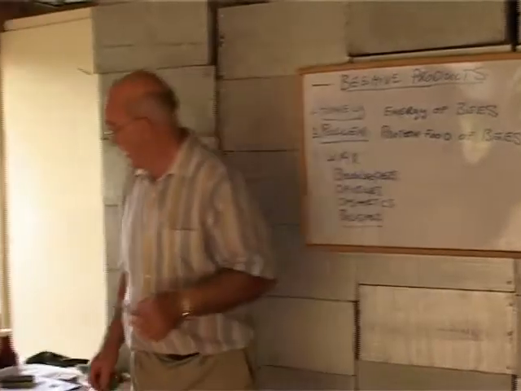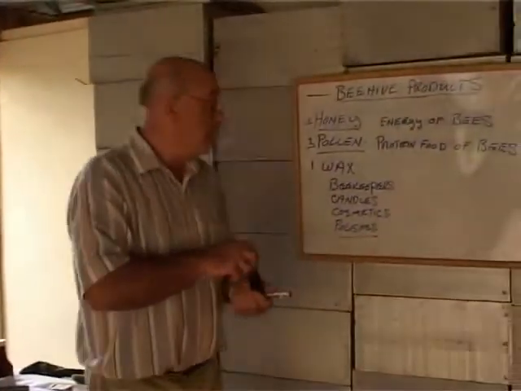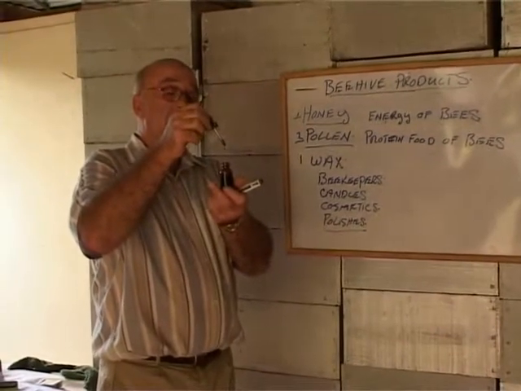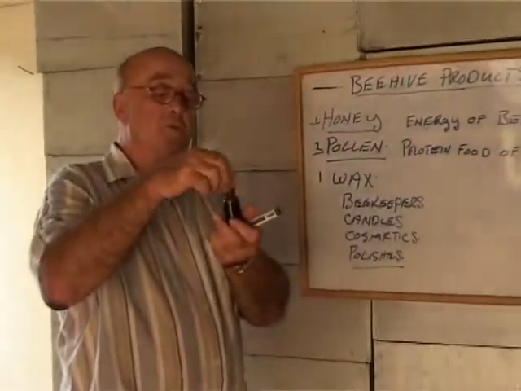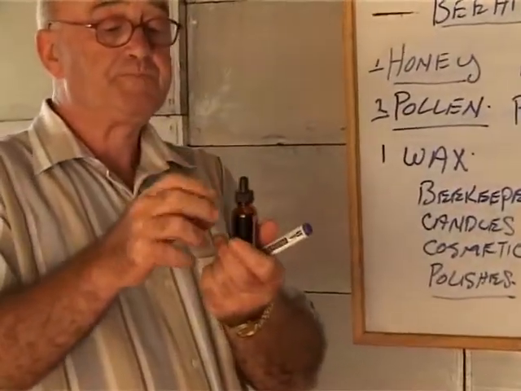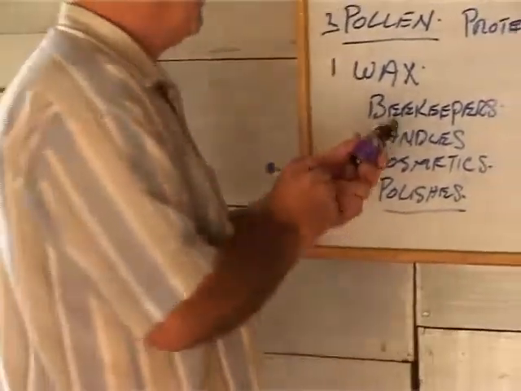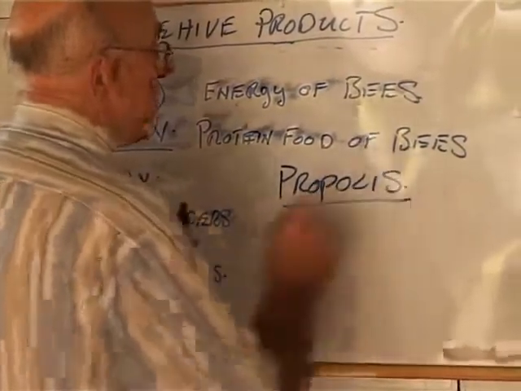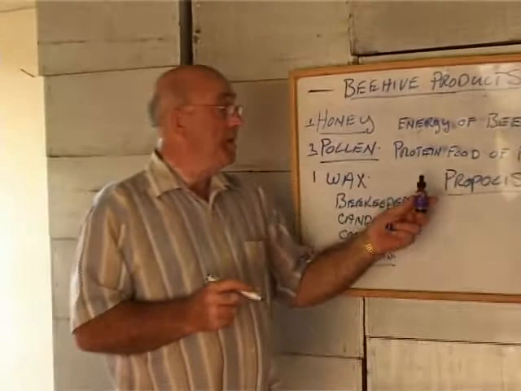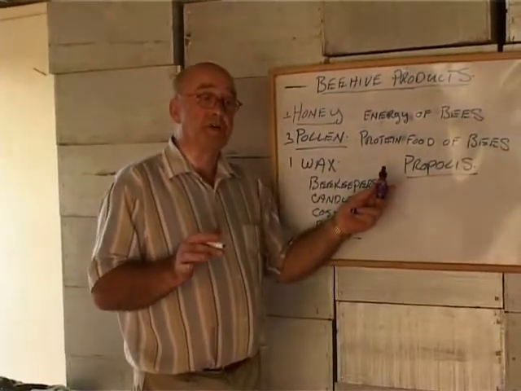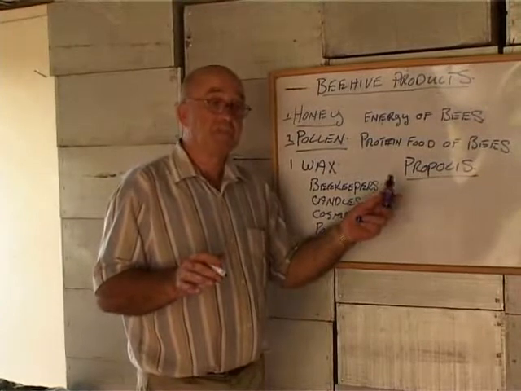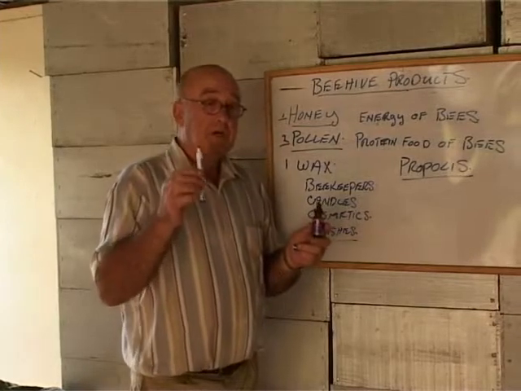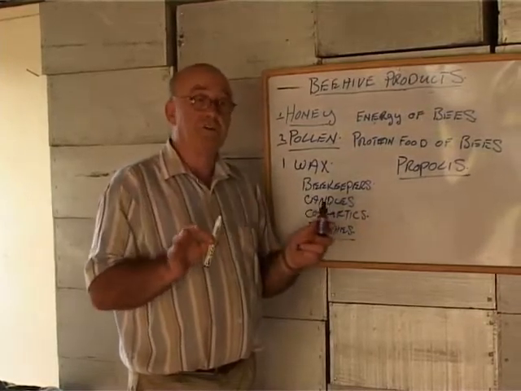There's a 4th product which is propolis. This is a tincture of propolis which has been broken down into a liquid form where it can be used by humans. Propolis is produced by the bees and used by the bees to protect themselves against infection in the hive. The bees gather the propolis resins from buds of trees. They bring it back to their hive and they coat everything in their hive with propolis.